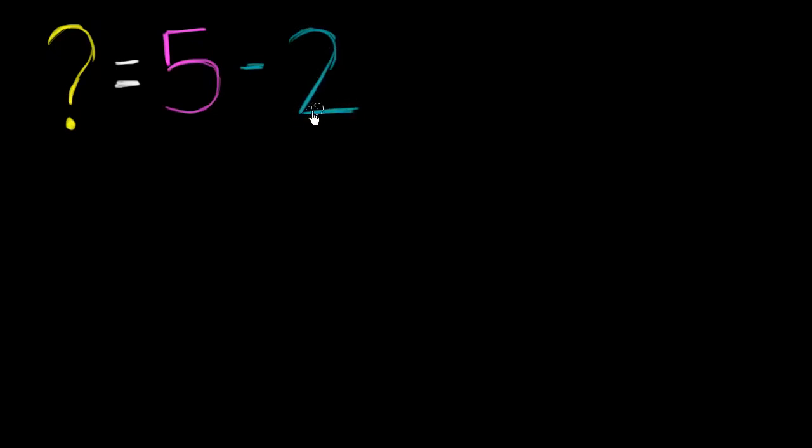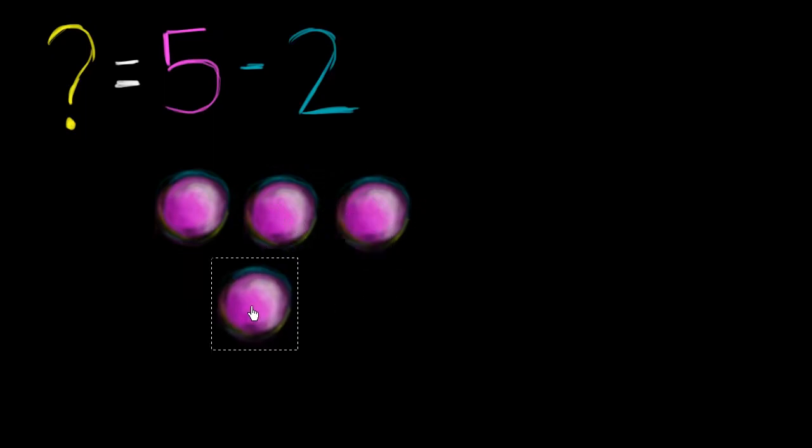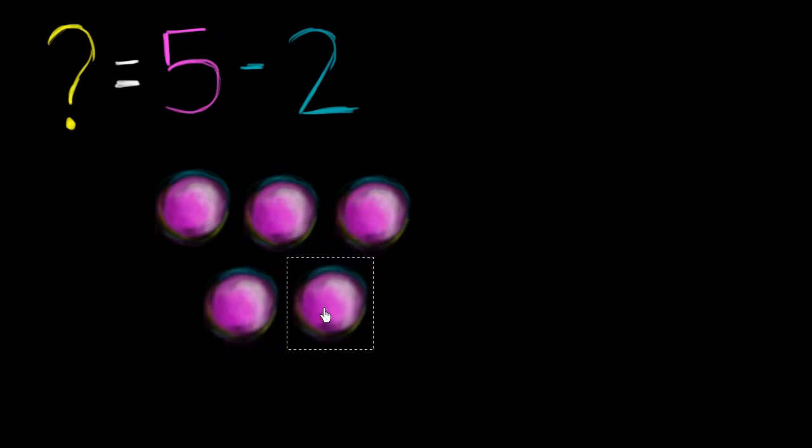So what is this going to be? Well, let's visualize it. This means I have 5 things, and I'm going to take away 2 of them. And this is going to be what I have left over after I start with 5 and take away 2. So I have 1, 2, 3, 4, 5 things. And now I am going to take away 2 of them. So I'm going to take away 1 and 2. So I took away 2 objects. So how many do I have left over?